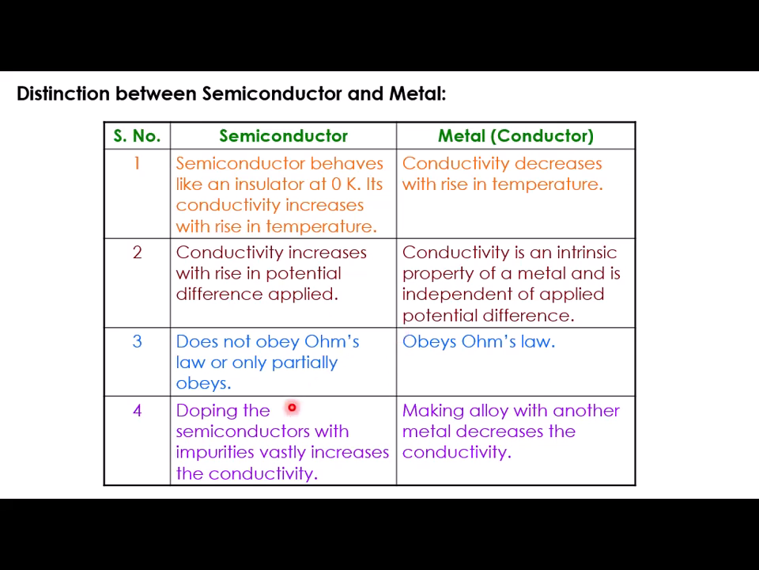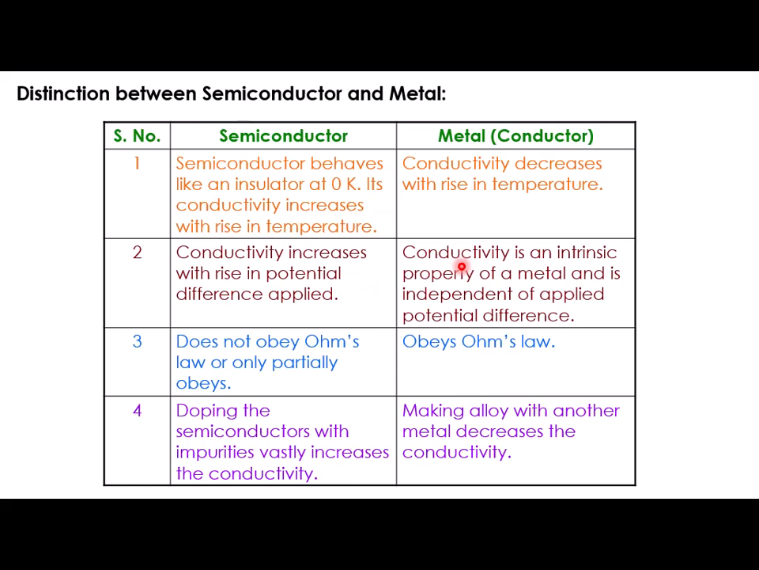The fourth point is, in case of semiconductor, if you are doping the semiconductors with impurity, firstly it increases the conductivity. Whereas if you will make different alloys by mixing one metal with another, it will decrease its conductivity. In contrast to a semiconductor where if you are doping the semiconductor with impurity, then its conductivity increases. These are the four important distinctions between semiconductor and metal.